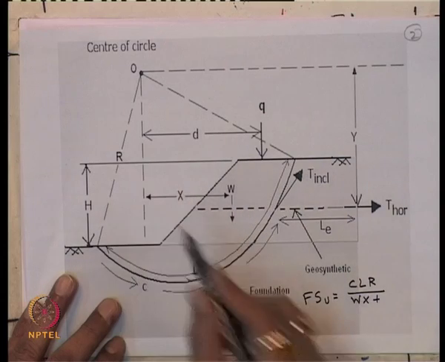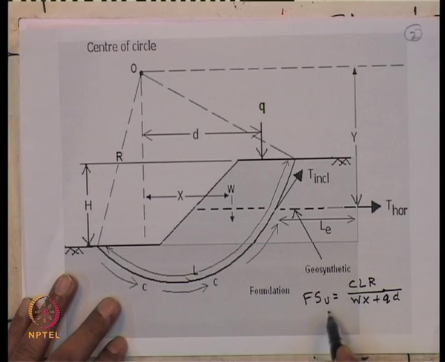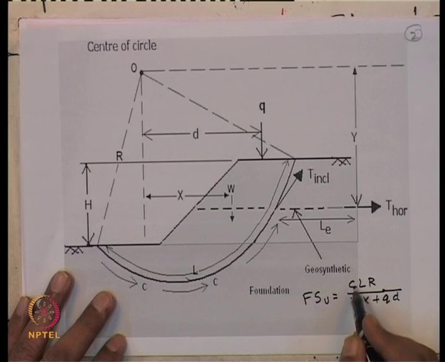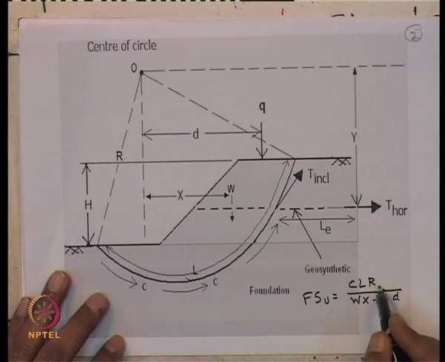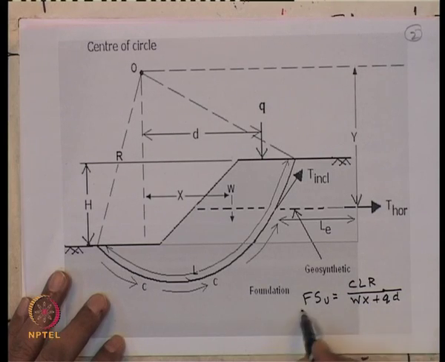So, Q into D. First of all, you have to calculate the factor of safety for the unreinforced case. You know C, you know L, you know R, you know W, and where it is located, and you know the surcharge load. So, you can calculate the factor of safety for the unreinforced case.